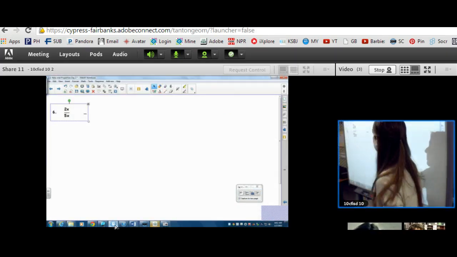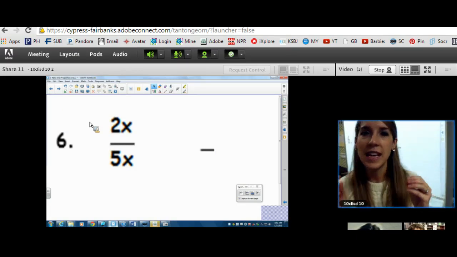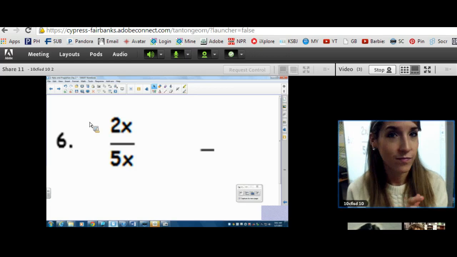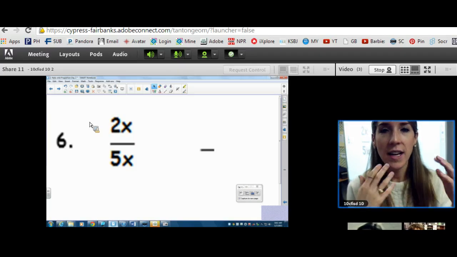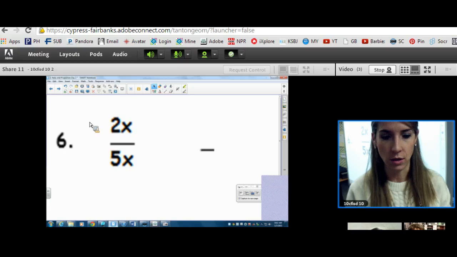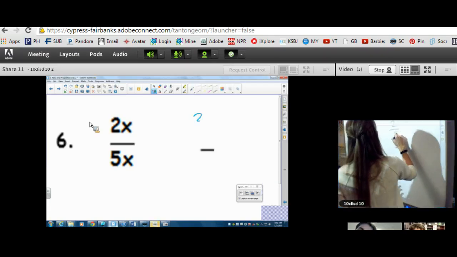Here's number 6. It says 2x over 5x. Do you see any addition or subtraction? No. So that means we are allowed to cancel things. Now, what is 2 over 5 reduced to? Well, it doesn't reduce at all. It doesn't simplify. 2 over 5 is 2 over 5.